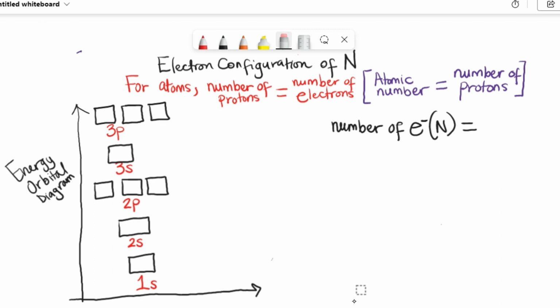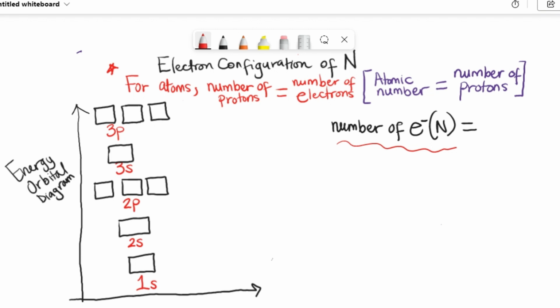Peace be upon everyone. Today we're going to be working on the electron configuration of nitrogen atom. The first thing you have to know anytime you're given an electron configuration question is that you need to determine the number of electrons. Now, in order for us to determine the number of electrons, we have to remember that nitrogen is an atom. So we have this quote here that says, for atoms, the number of protons of an atom is basically equal to the number of electrons.